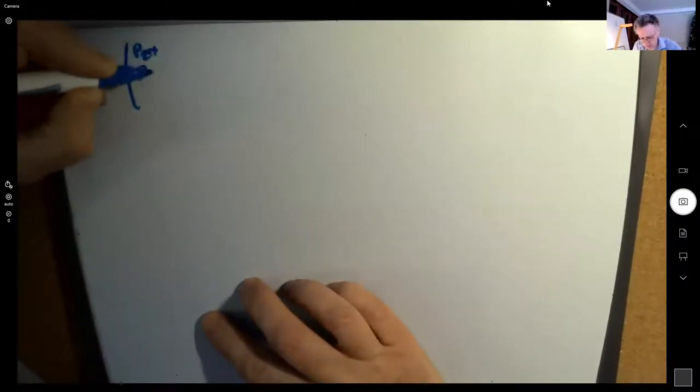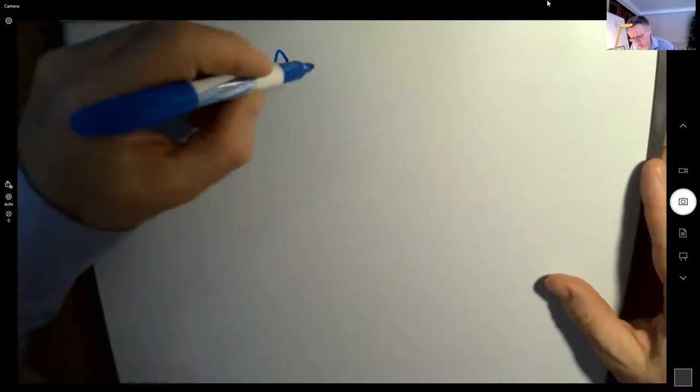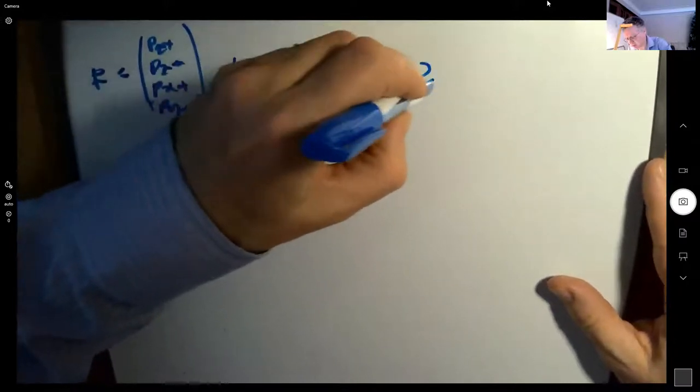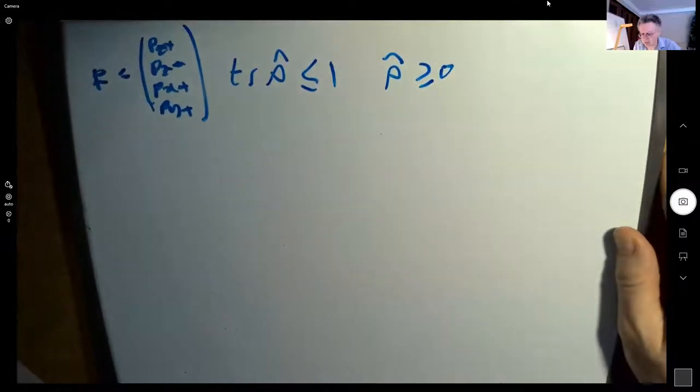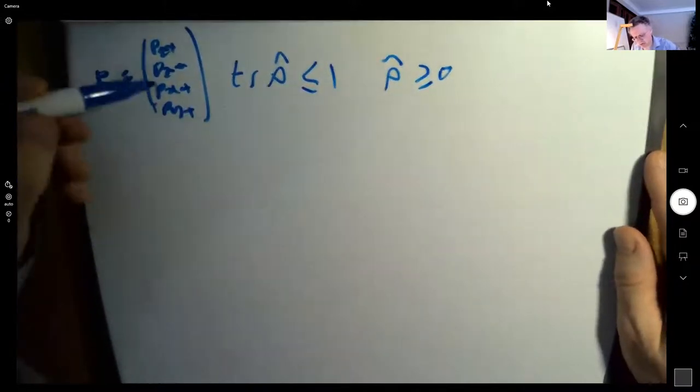I gave you the quantum state, which is given by this object for a spin half particle. Now, it's interesting to ask what the set of possible vectors like this are. In quantum theory, the constraint is that the density matrix has to have trace less than or equal to one, and also the density matrix has to be a positive operator.